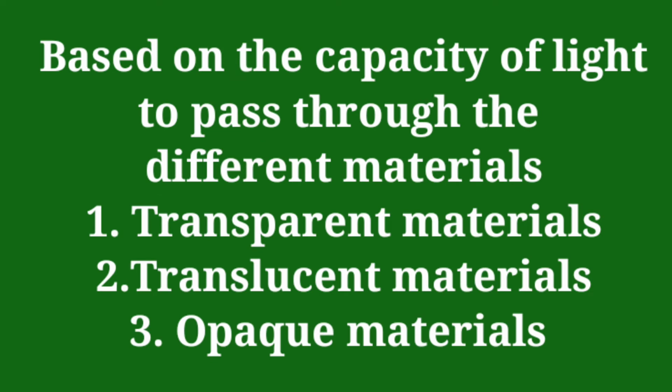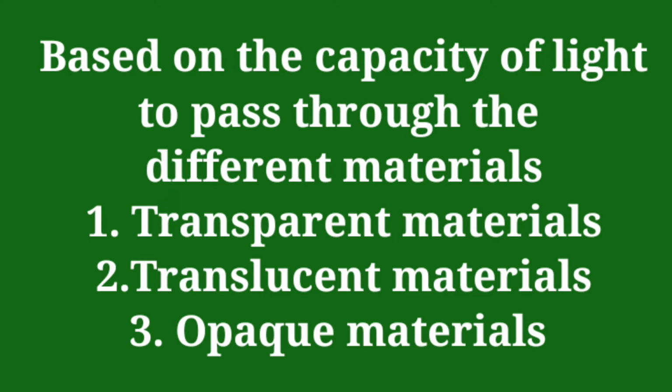Based on the capacity of light to pass through different materials, there are three types: number 1, transparent materials, number 2, translucent materials, and number 3, opaque materials. Now the question comes about their definitions. What are transparent materials, what are translucent materials and what are opaque materials, you are going to learn with definitions.